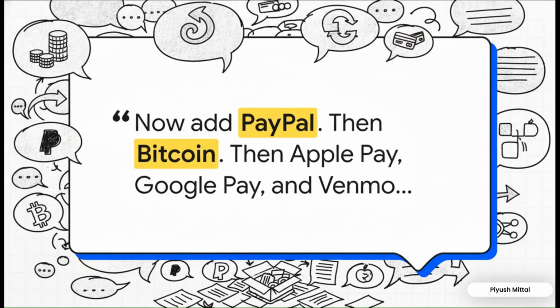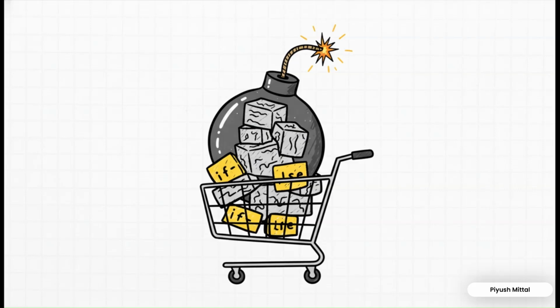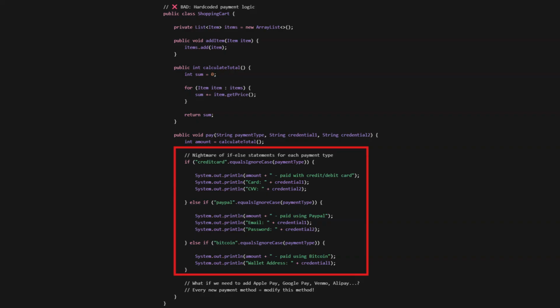The business sees all these new ways to get paid, and every single one becomes a new ticket in your backlog. What started as one clear task, well, it starts to get messy. And how do most of us handle that mess at first? We do this, don't we? A big, ugly, but hey, it works, block of if-else statements.